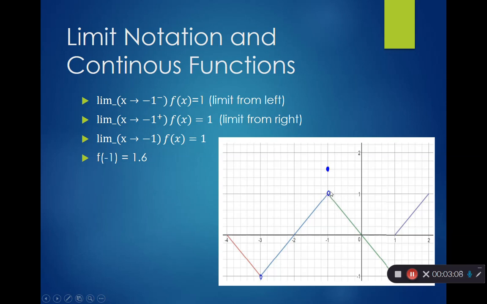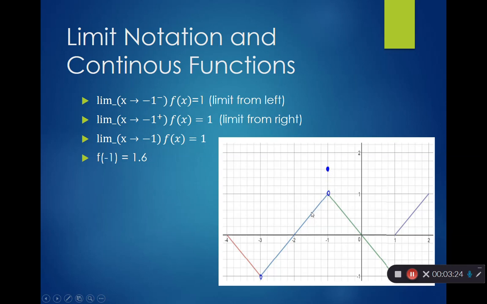Okay? That's the limit from the right. And since those two limits agreed, the left-hand limit equaled the right-hand limit, and they both equaled 1, we'd say that the limit exists and it equals 1. And notice that it ignores the fact that f of -1 is actually defined to be 1.6. Okay, so Mario's height there was actually 1.6.